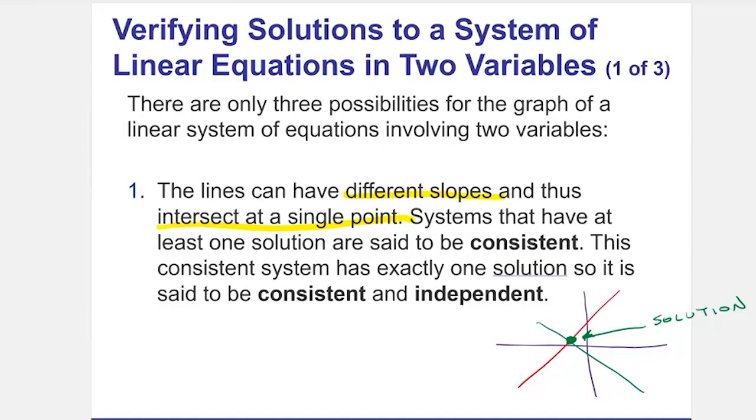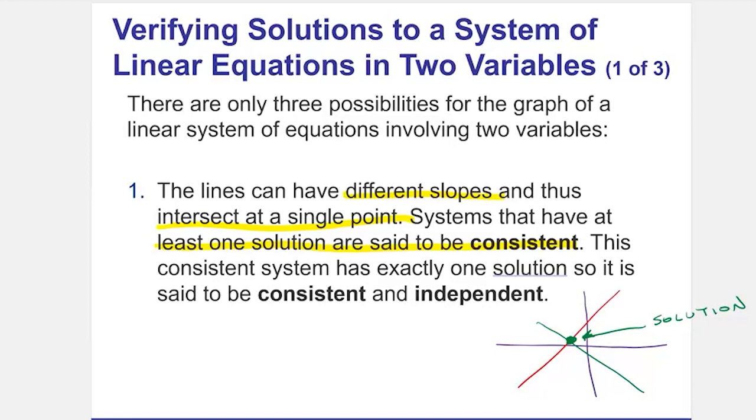These are consistent. Anything that has a solution, at least one solution, is consistent. So this is very important. At least one solution are said to be consistent. We will have things that have no solutions. Those are inconsistent. Let me reread this because what I said wasn't true. This consistent system, this one that I drew here, has exactly one solution right there where they meet.